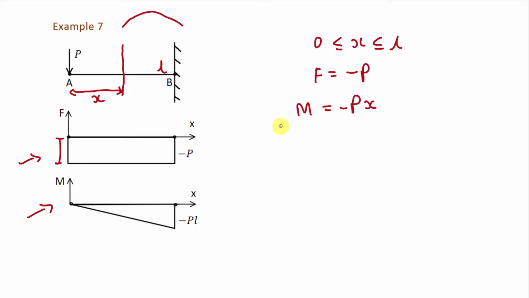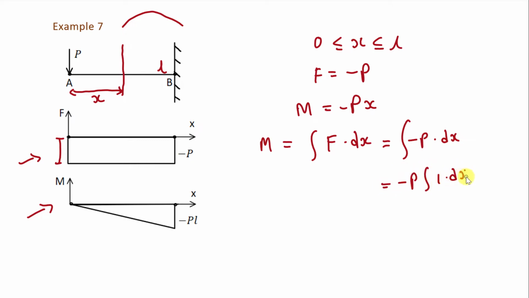Now for your information, we are going to find this bending moment by using a formula, that is M is equal to the integration of shear force, that is F into dx. Now what is F? F is equal to minus P. So it will be integration of minus P into dx. This minus P is constant, so it will be equal to minus P times integration of 1 into dx. The integration of 1 gives x, so bending moment M will be equal to minus Px plus a constant C.